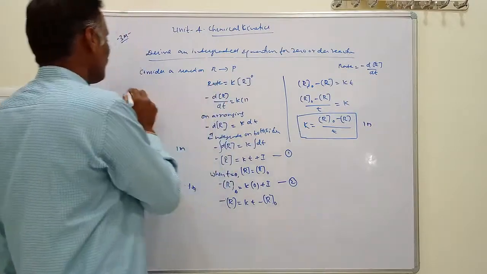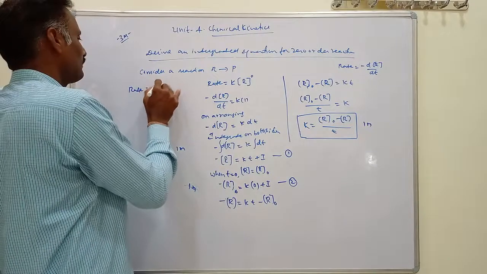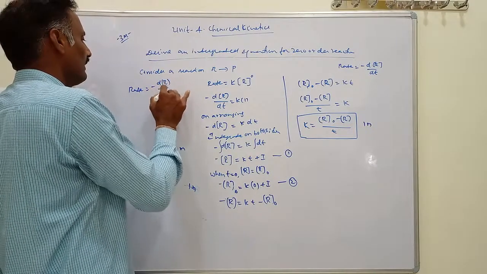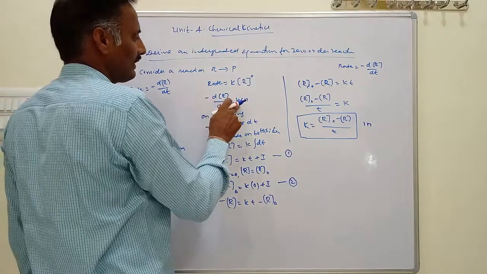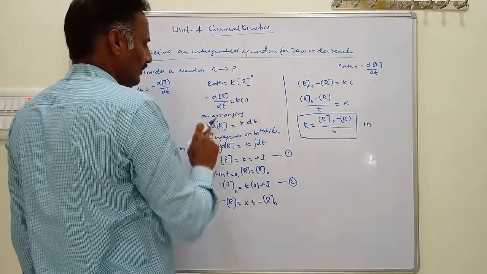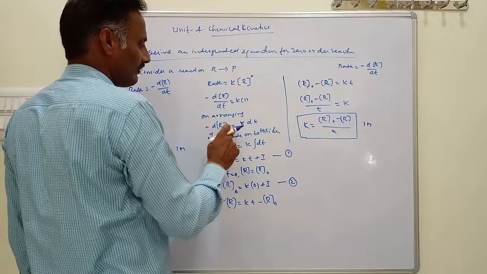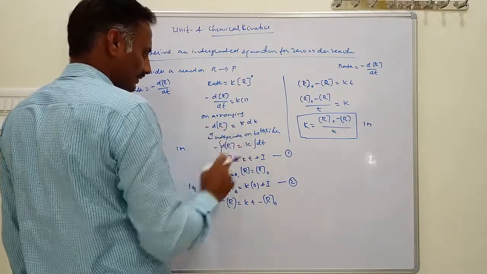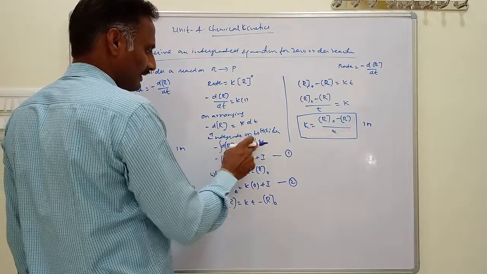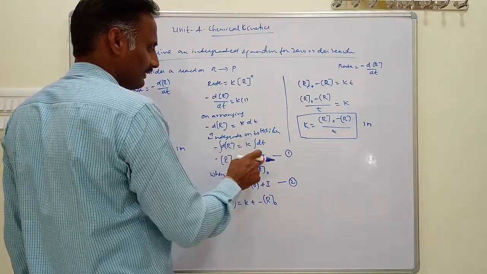Rate can be written as minus d[R]/dt. In place of rate, we write minus d[R]/dt equal to k, and any power 0 equals 1. On arranging, you will get d[R] equal to minus k into dt. Integrating on both sides, the integration of d[R] is R and the integration of dt is t, so R equals minus kt plus I, the integration constant.